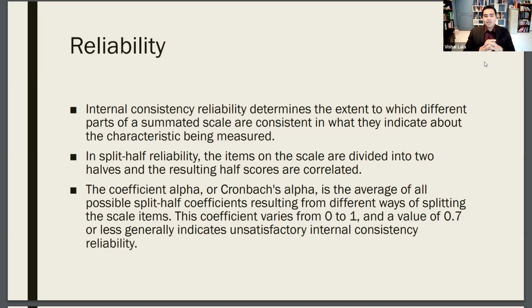One metric commonly used as a measure of internal consistency reliability is known as Cronbach's alpha. Cronbach's alpha ranges from 0 to 1. It's a measure of correlation across all of the different items, all of the different statements. If this number is below 0.7, we generally deem the scale unsatisfactory and not reliable enough. If the number is above 0.7, then we say the scale is reliable.